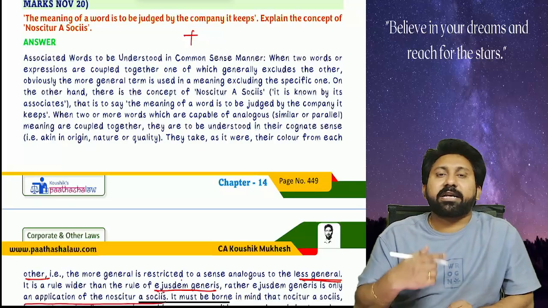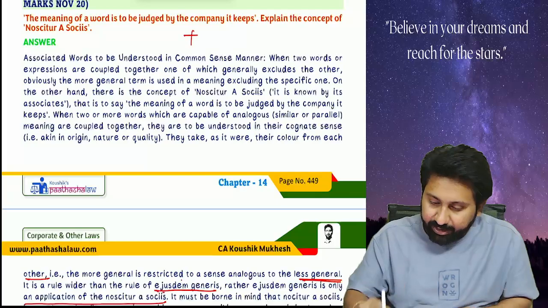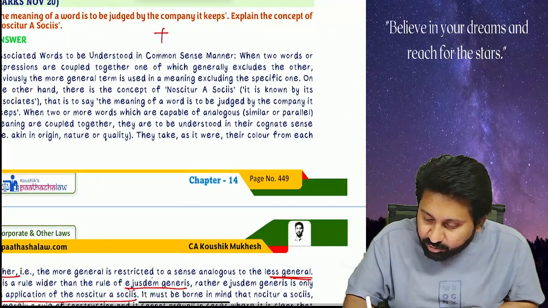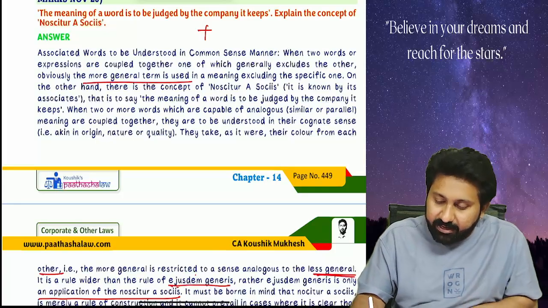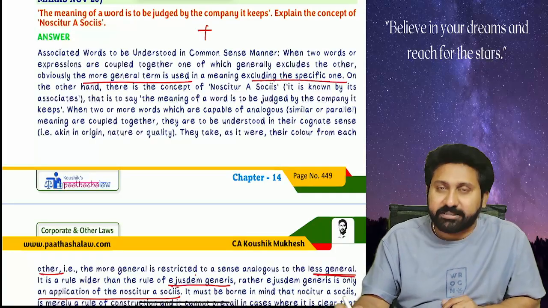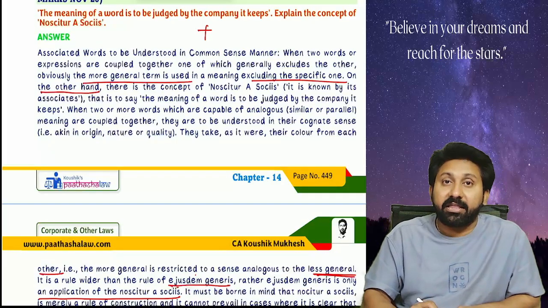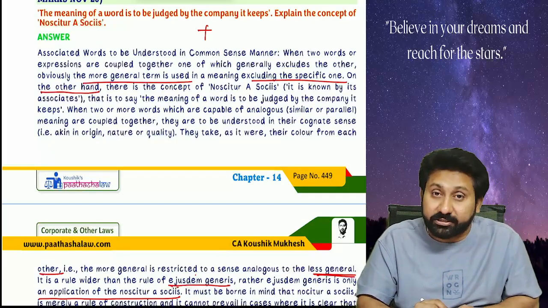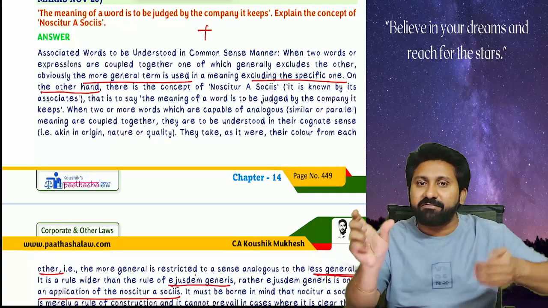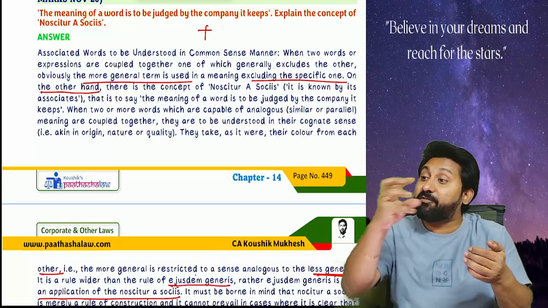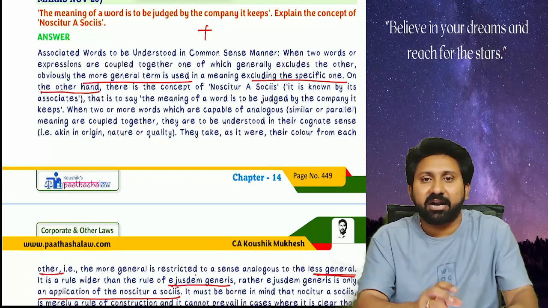When two or more expressions are coupled together, meaning used together, one of which generally excludes the other, obviously the general term will be given more meaning and exclude the specific one. On the other hand, there is a concept called Noscitur a sociis, which says that whenever words are used, the word used at the last should take the color from the previous specific words. Sir, I didn't understand what it is.